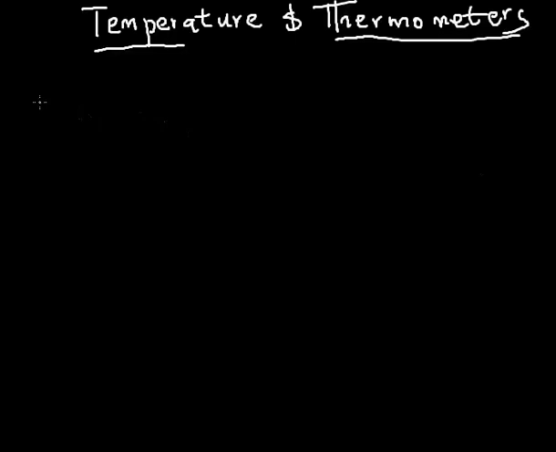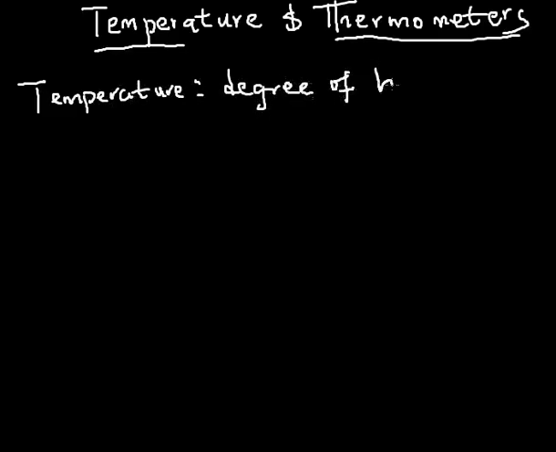What is temperature, and why is temperature different from heat? Because students do actually confuse temperature with heat. Temperature is commonly defined as the degree of hotness, and of course coldness, of a body.